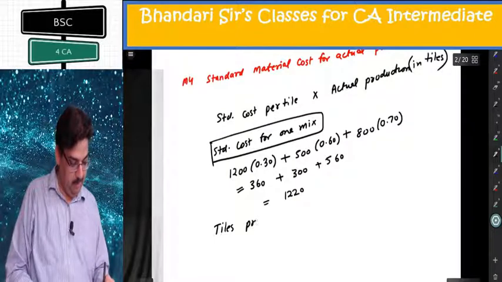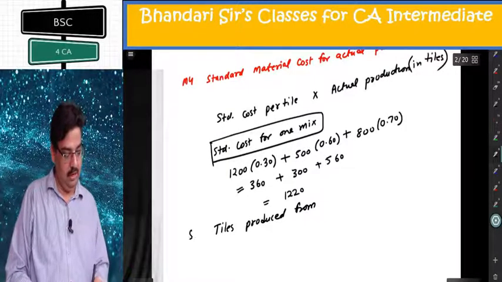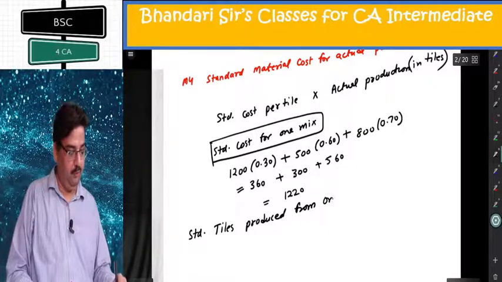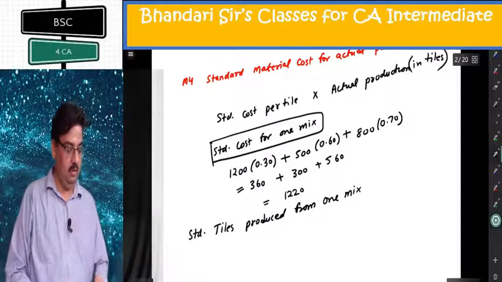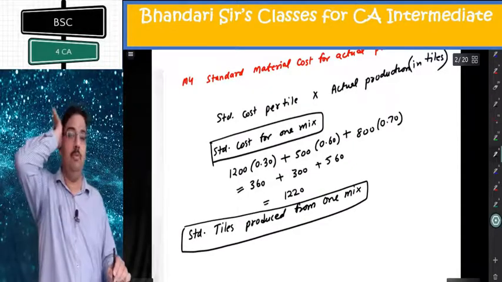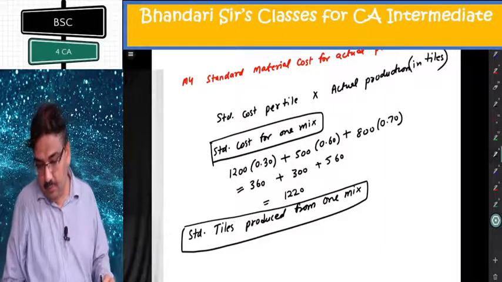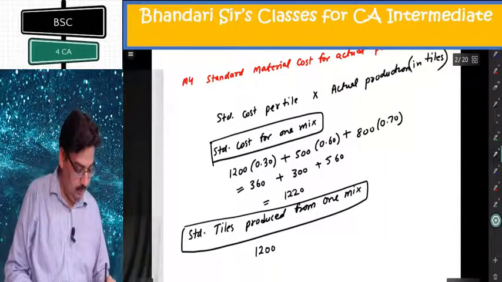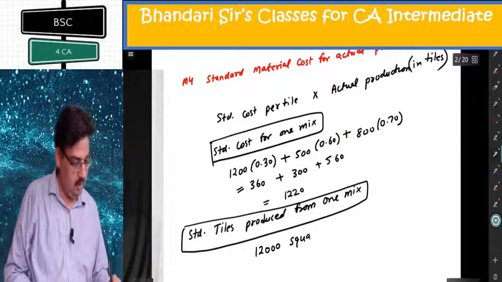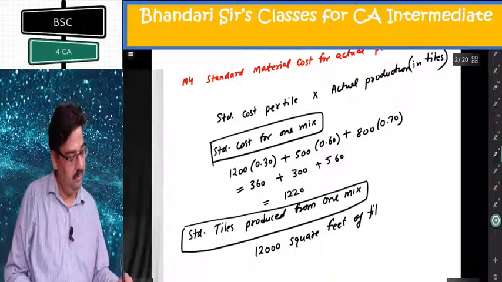Tiles produced: standard tiles produced from one mix. I want the standard cost per tile, so I need to divide by the production from this one mix at standard level. It is given that 12,000 square feet of tiles are produced.